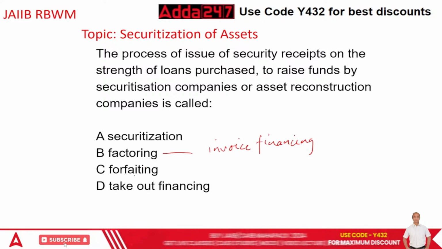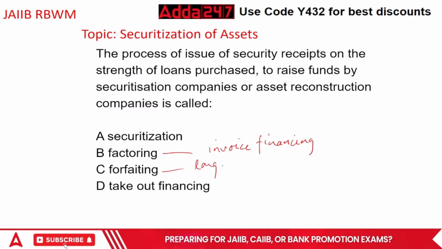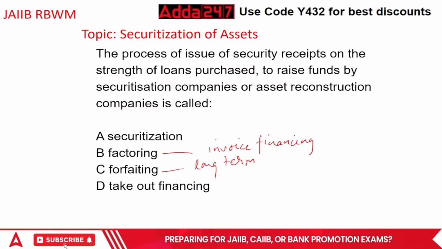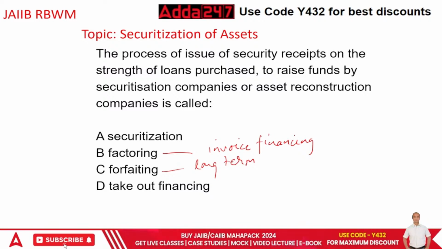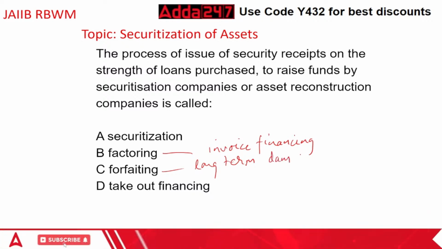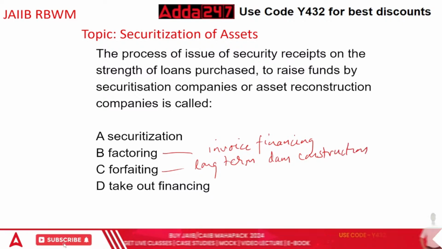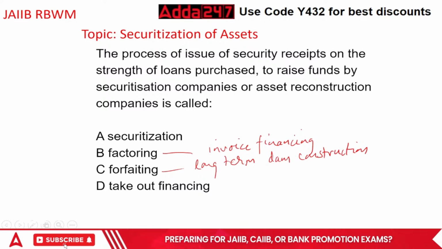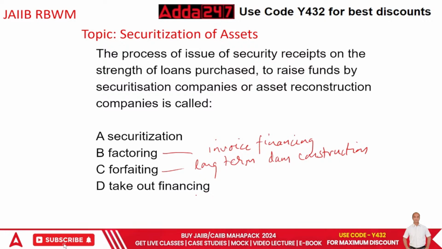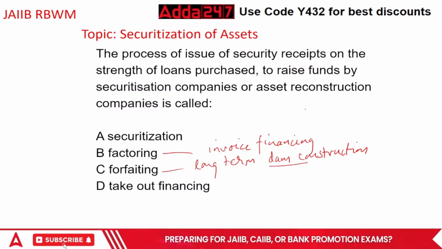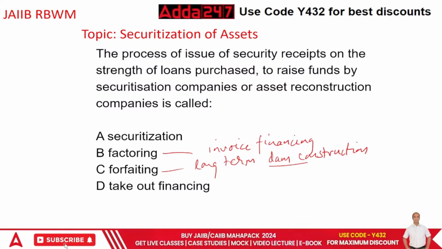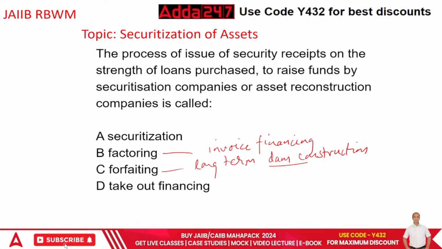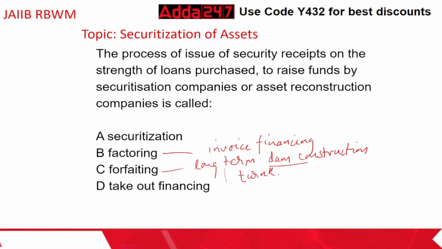Forfeiting means what? Forfeiting is similar to factoring, but this is for the longer term. Factoring is generally up to 6 months. Forfeiting is for longer terms, more than 1 year. This is for turnkey projects. Turnkey means, for example, dam construction. Suppose I have to construct a dam. This requires a lot of years, 15 or 20 years, depending on the position of the dam, land acquisition, everything. So forfeiting will include dam construction or setting up the railway network. This is an important and difficult part, longer term. Turnkey means long-term projects.